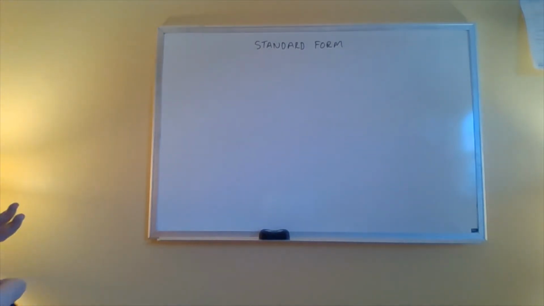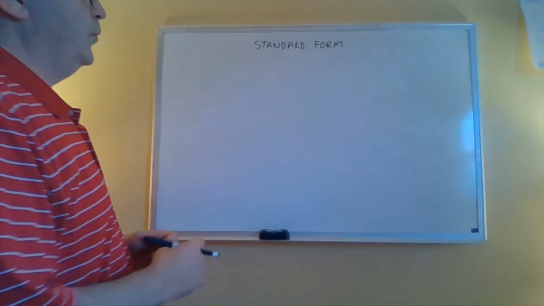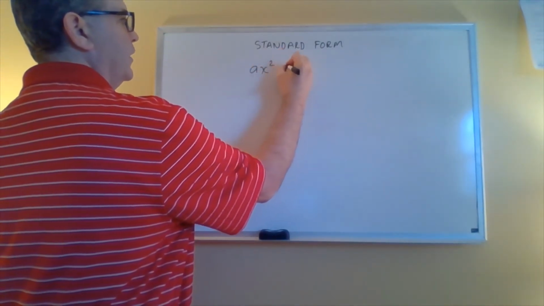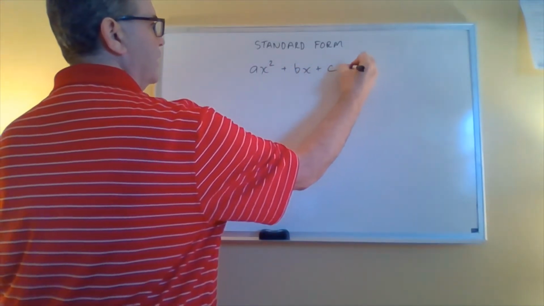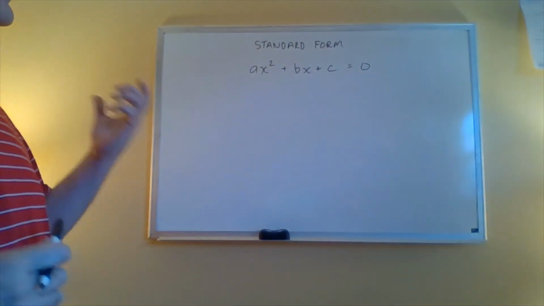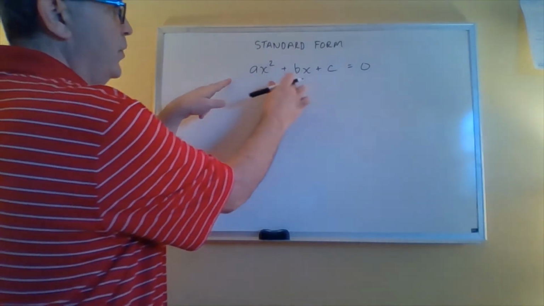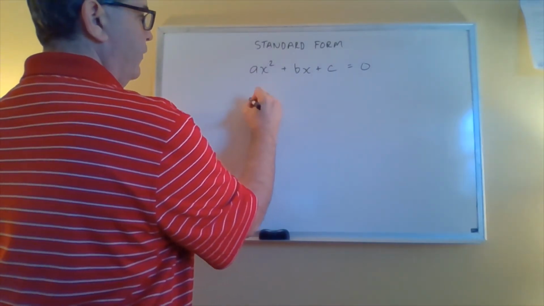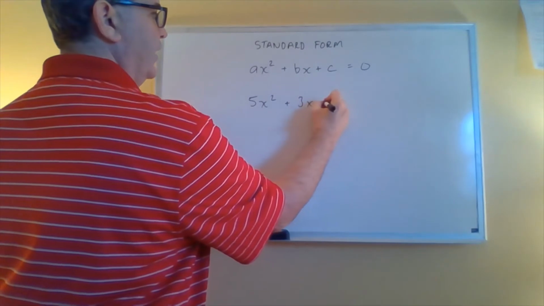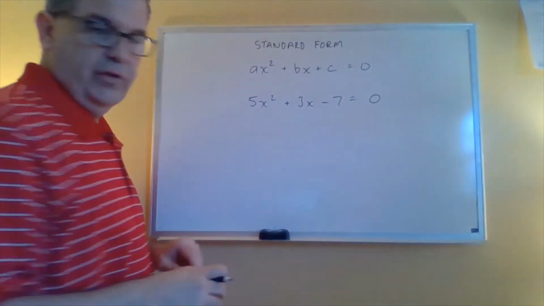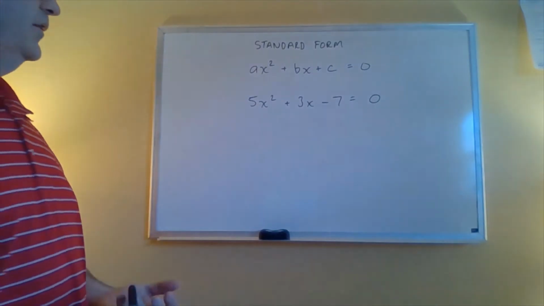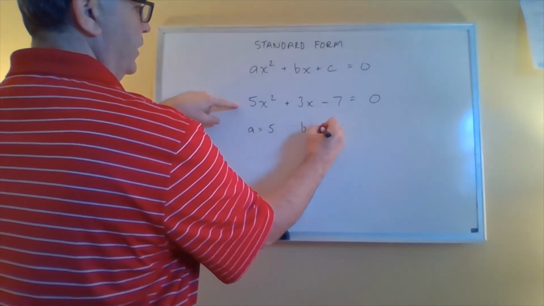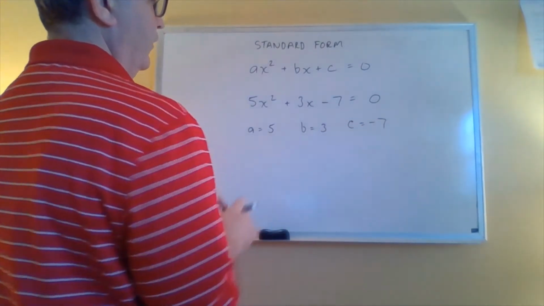What is the standard form of a trinomial? Remember, a trinomial is a polynomial with 3 terms. Standard form is going to be ax squared plus bx plus c equals 0. That's our standard form. A, b, and c are the coefficients. So if we're looking at, say, 5x squared plus 3x minus 7 equals 0, what would our a, b, and c be? A would be 5. B would be 3, and C would equal -7.